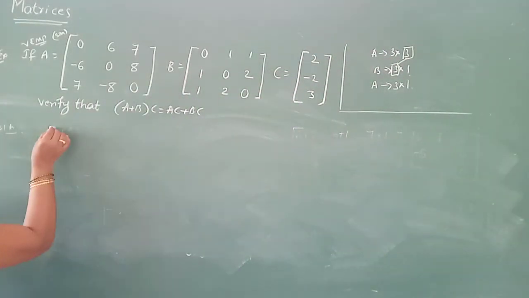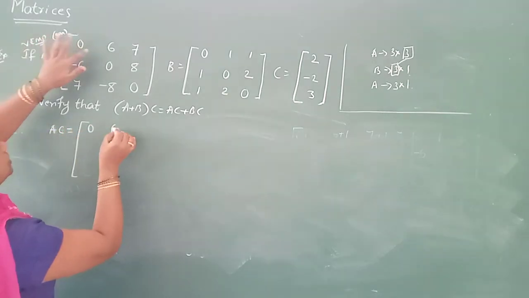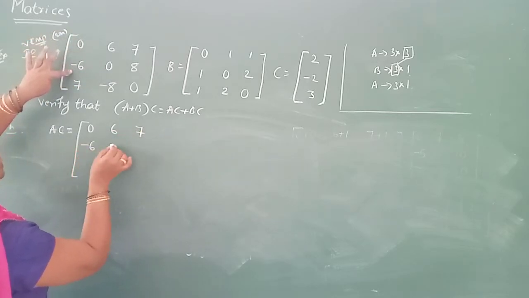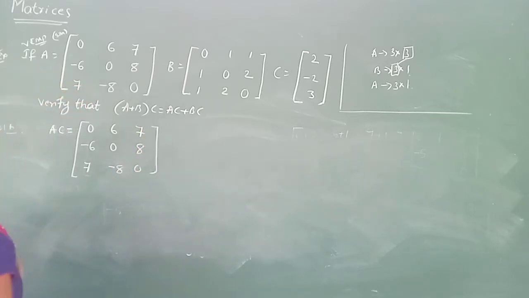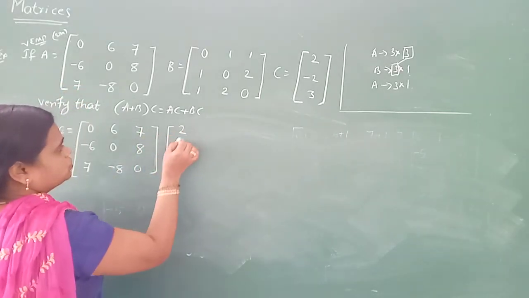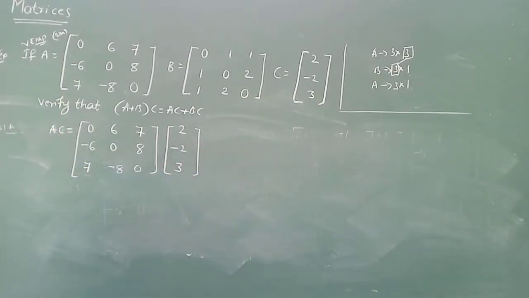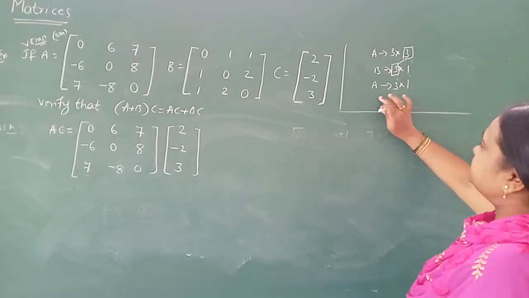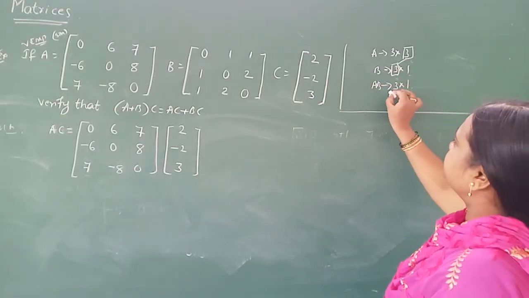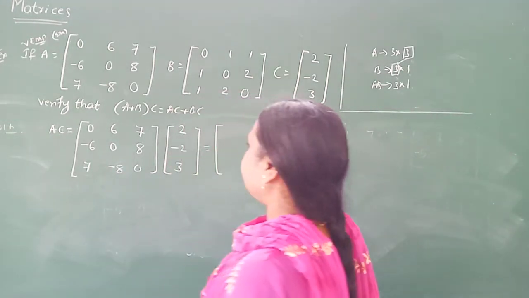Next calculation is AC. What is our A? 0, 6, 7, minus 6, 0, 8, 7, minus 8, 0. C is 2, minus 2, 3. Then matrix multiplication. Again, the first matrix is of order 3 cross 3. The second matrix is of order 3 cross 1. The resultant matrix will be 3 cross 1. Again, same as what we have done in the previous one.